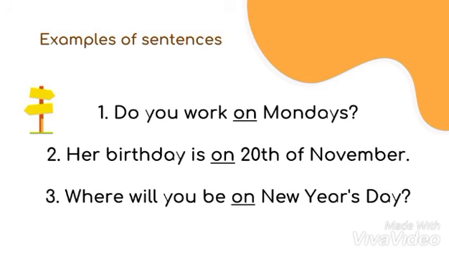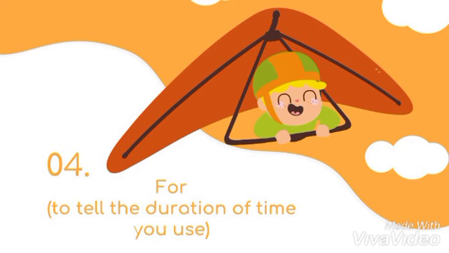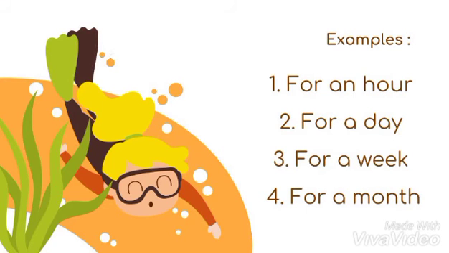The fourth preposition is for. We use for to tell the duration of time you use to do something. For example, for an hour, for a day, for a week, for a month.